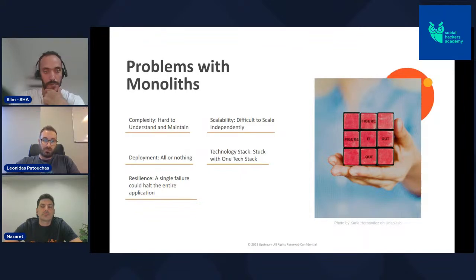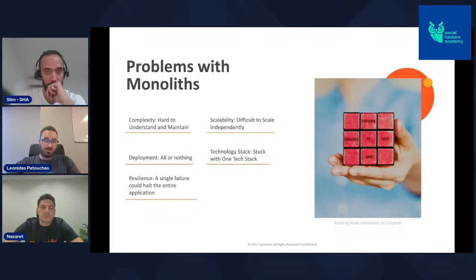Technology stack. As we mentioned, we have to choose wisely the application technology stack, since monoliths tend to have a single technology stack, and migrating from one to another is holistic. We will have to change the whole application. It's not that easy.